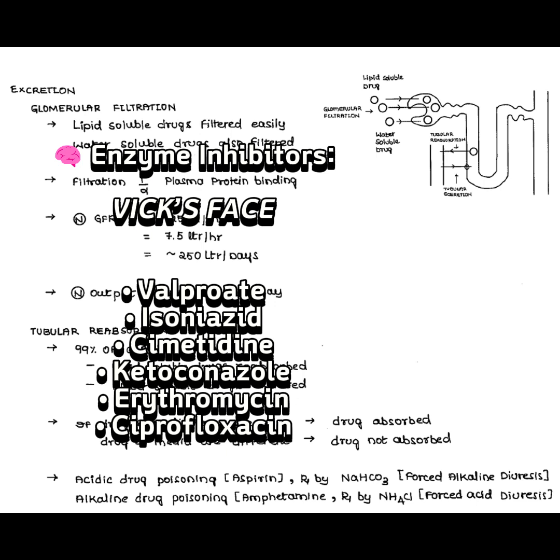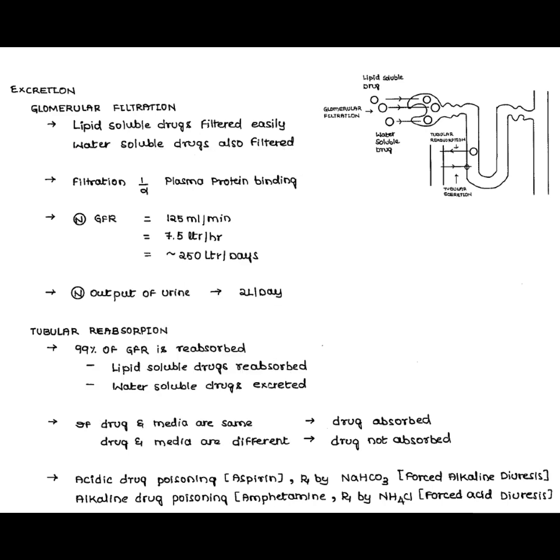Next up, we'll explore excretion. Now, drugs finally leave the body. Excretion is the final drug elimination step. What is elimination? Elimination is metabolism plus excretion. Once a drug is absorbed, distributed, and metabolized, it must be eliminated from the body to prevent accumulation and toxicity.